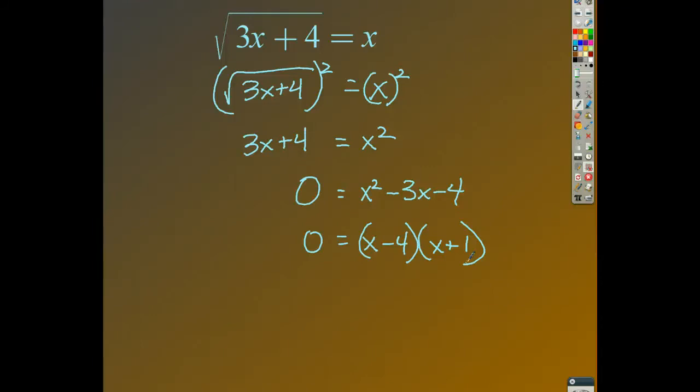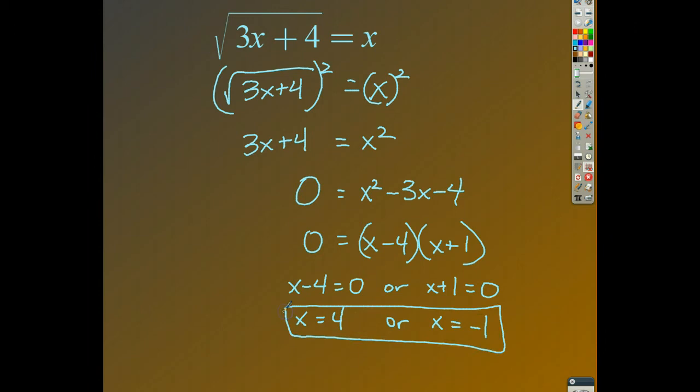All right, so then when you solve this, we know that x minus 4 is equal to 0, or we know that x plus 1 is equal to 0. And so then I'm going to get x is equal to 4, or I'm going to get x is equal to negative 1. So there are my possible solutions. And let's go ahead and test it.